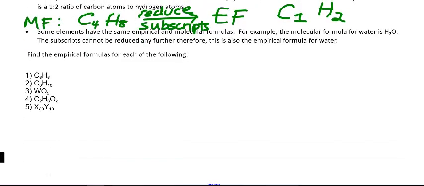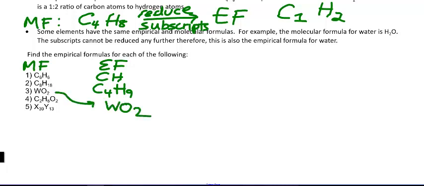So some elements have the same empirical formula, like water. That's the exact recipe, and the subscripts are in lowest terms, but some do not. And so I have a couple of examples here. It says give the empirical formula for each of the following, okay? So these would represent molecular formulas, and they want the empirical formula. So again, in going from the molecular formula to the empirical formula, you have to reduce the subscripts. So C6H6, both of those subscripts are divisible by 6, so the empirical formula is just CH. And number 2, C8H18, the biggest number they're both divisible by is 2. So you get C4H9, right? Number 3, WO2, there's only 1 W. So that happens to also be the empirical formula.